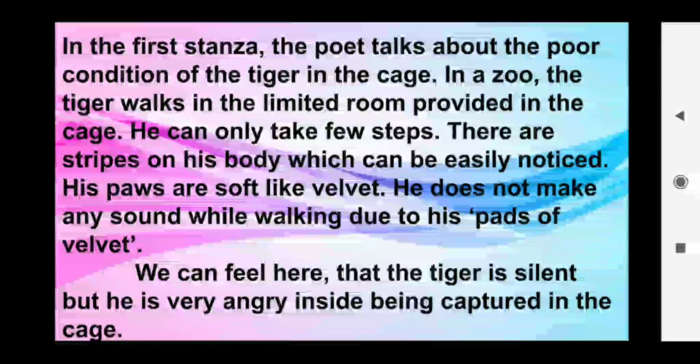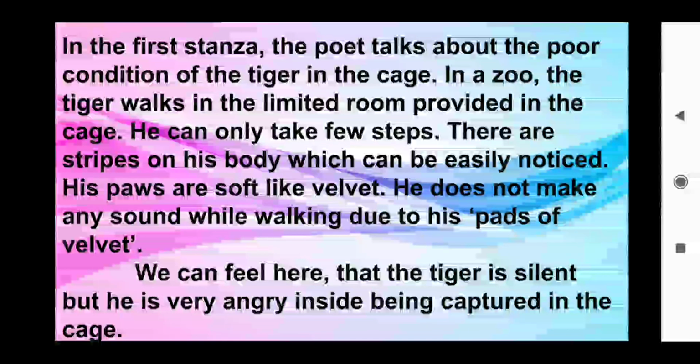In the first stanza, the poet talks about the poor condition of the tiger in the cage. In a zoo, the tiger walks in the limited room provided in the cage. He can only take few steps. There are stripes on his body which can be easily noticed. His paws are soft like velvet. He does not make any sound while walking due to his pads of velvet. We can feel here that the tiger is silent, but he is very angry inside being captured in the cage.